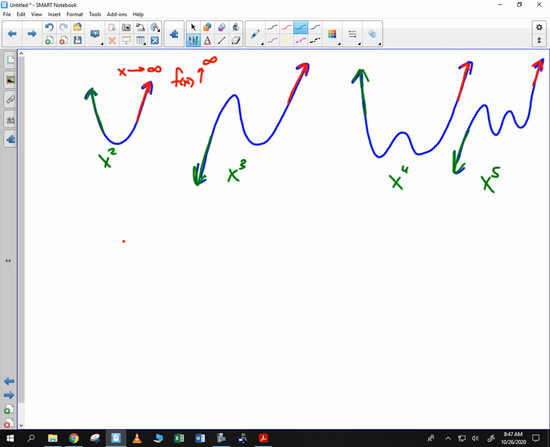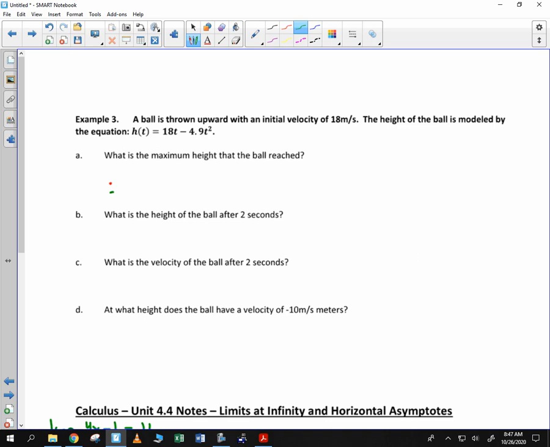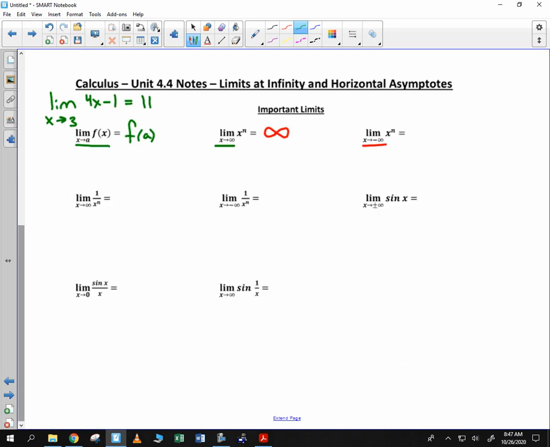So when you have an odd power, it's headed towards negative infinity. Why? Because if you take some negative number and square it, you're going to end up with a positive. Whereas if you take some negative number and cube it, you end up with a negative. So that's something to keep in mind. As x heads towards negative infinity for x to the nth, it could be positive infinity if n is even, and negative infinity if n is odd.